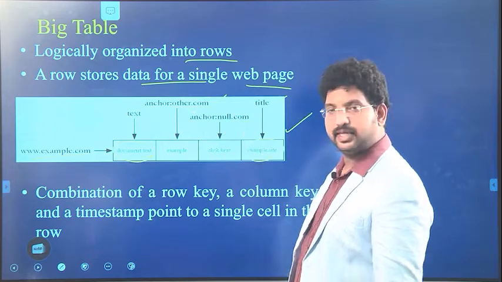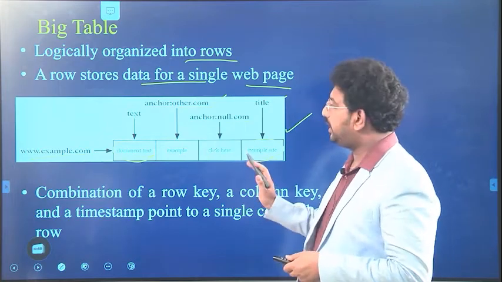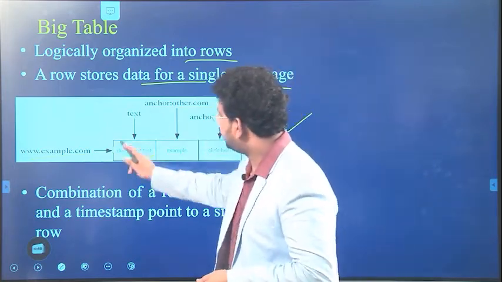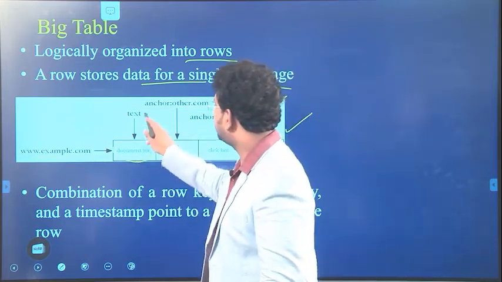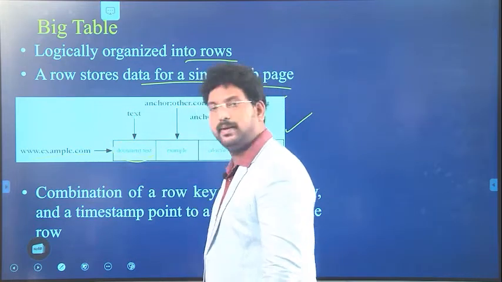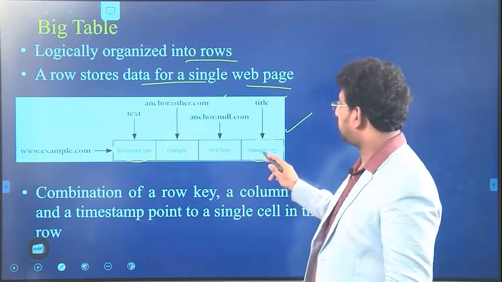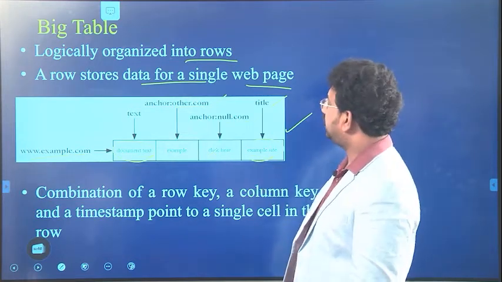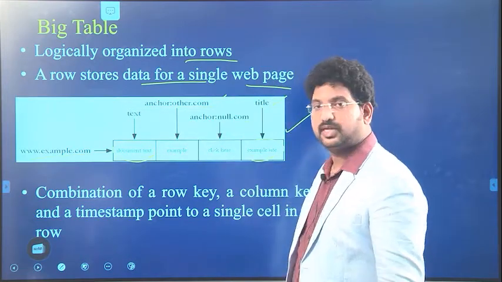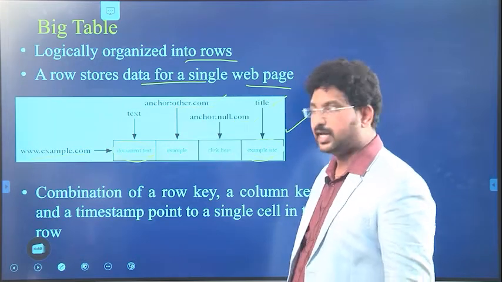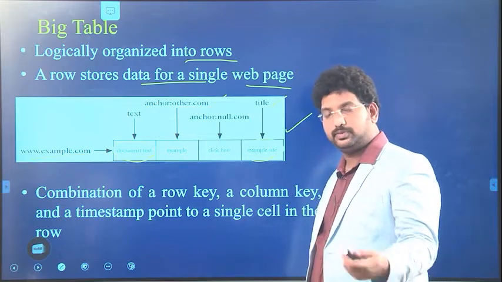It is logically organized into rows. A row stores data for a single web page, and this row is representing the single web page www.example.com. It has the text field, consisting of the document text, and it has a title. This is representing the anchor text or example site, whatever it is. And here there are anchor other.com and anchor null.com. How many links it is associated with, from where it is getting the data, those links are to be maintained.